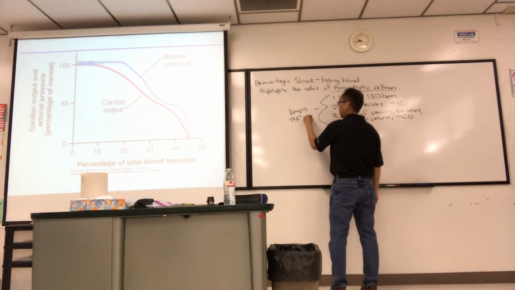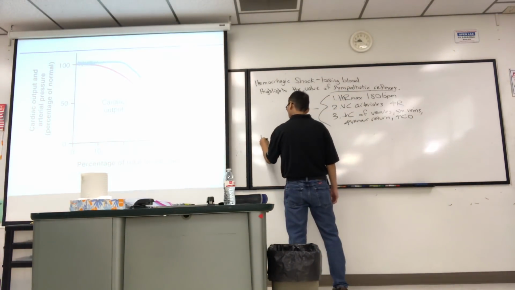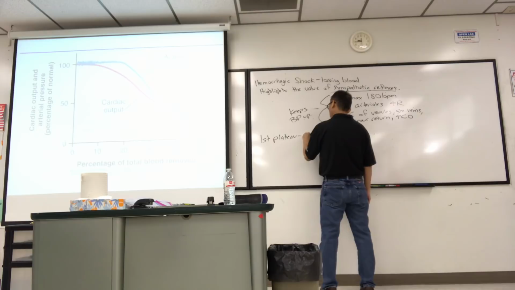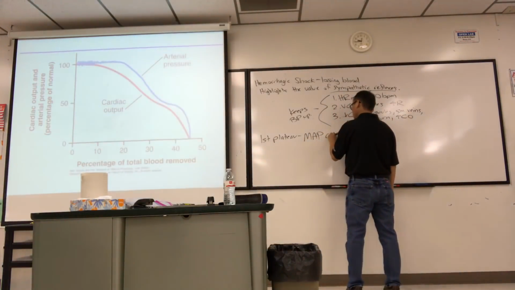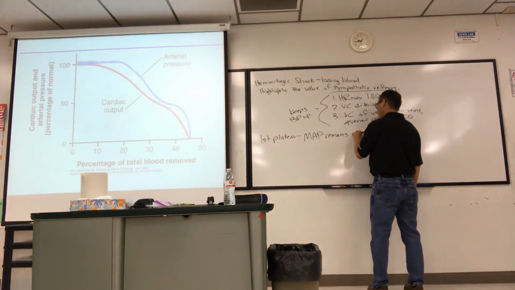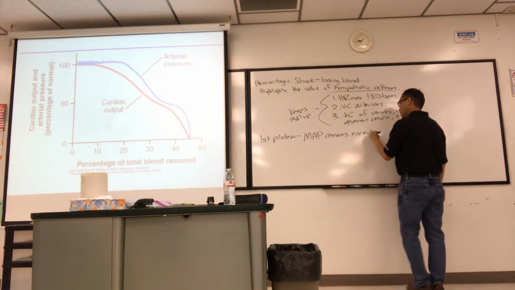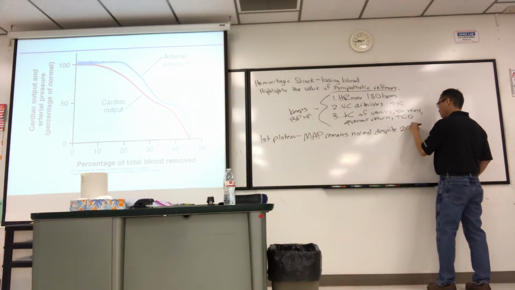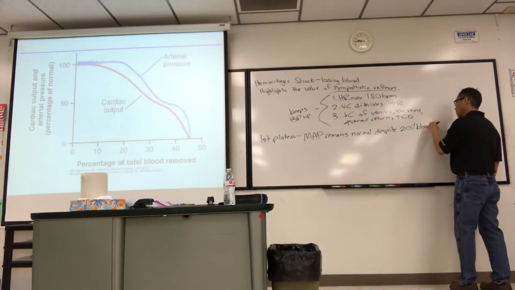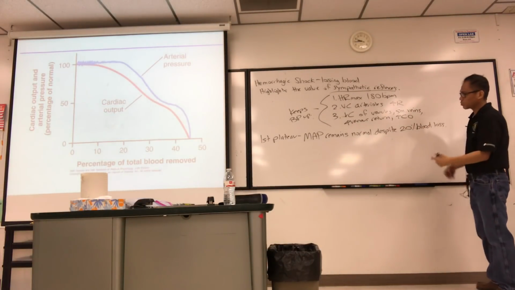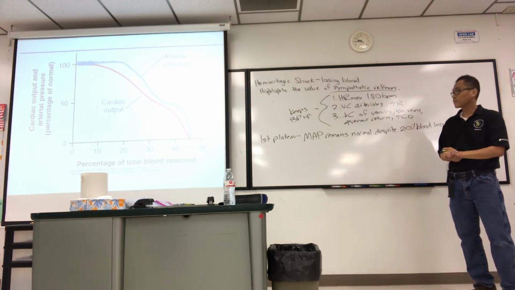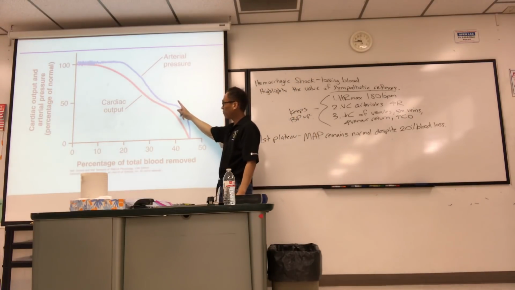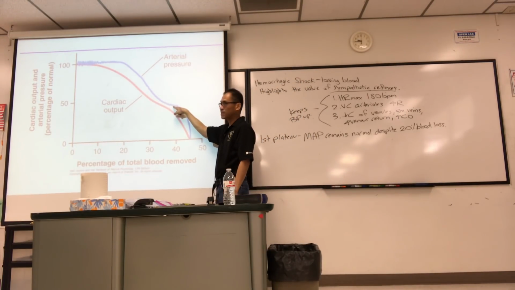Keeps BP up. So note that first plateau. I'll call it MAP, mean arterial pressure, remains normal despite 20% blood loss. And then, of course, eventually blood pressure drops if you just lost too much blood. The thing you may not notice is a little blip there. I read about it and figured. This one here, at 40% blood loss, you see this little second plateau.